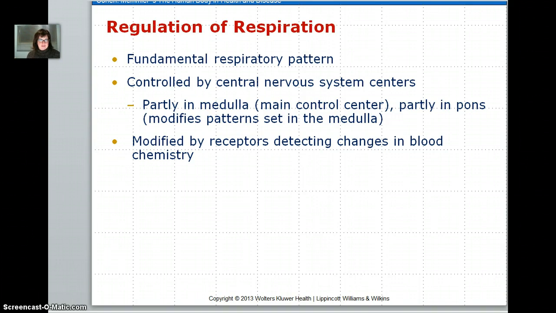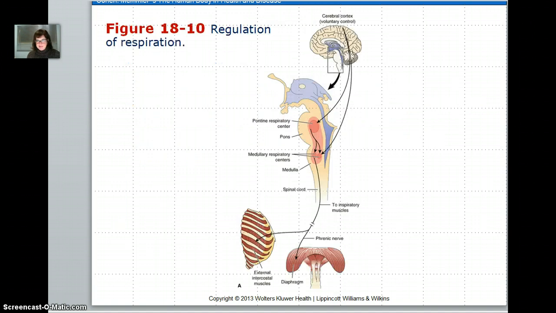Now, you have three different types of receptors. So here is the brainstem. Remember, the first bump is the medulla, second bump is the pons.